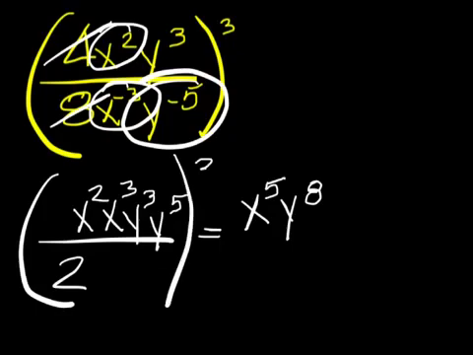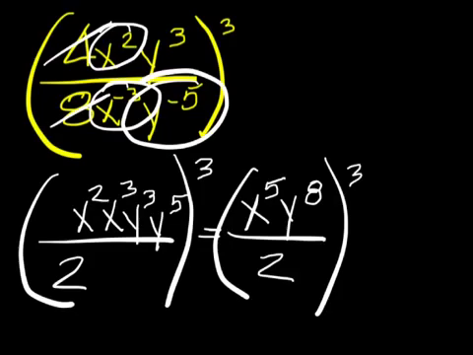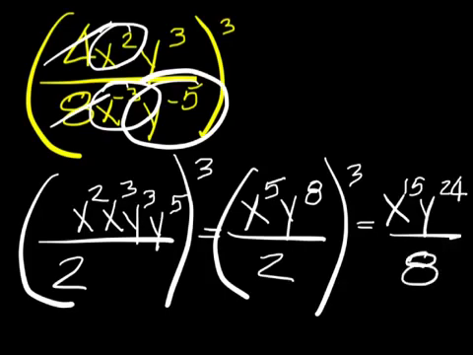And don't forget all of this was cubed. On the bottom you have a 2. We cube everything to come up with x to the 15th, y to the 24th, over 8.